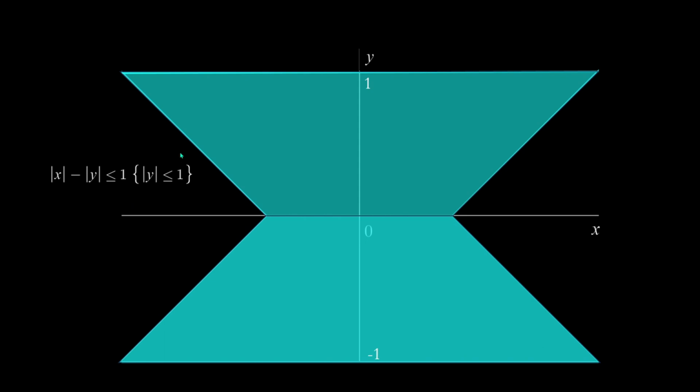If we didn't have this condition, absolute value of y is less than or equal to 1, then this would just be unbounded to infinity, but it would still be filled in here. Okay, so now we have this nice symmetric shape. In fact, it's composed of two congruent trapezoids. And we want to find the area of them. So we just need to find the area of one and then multiply it by 2.